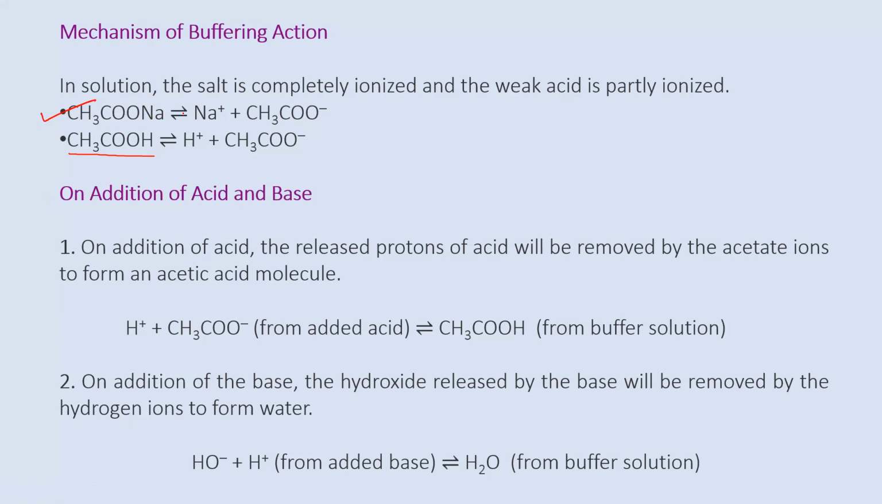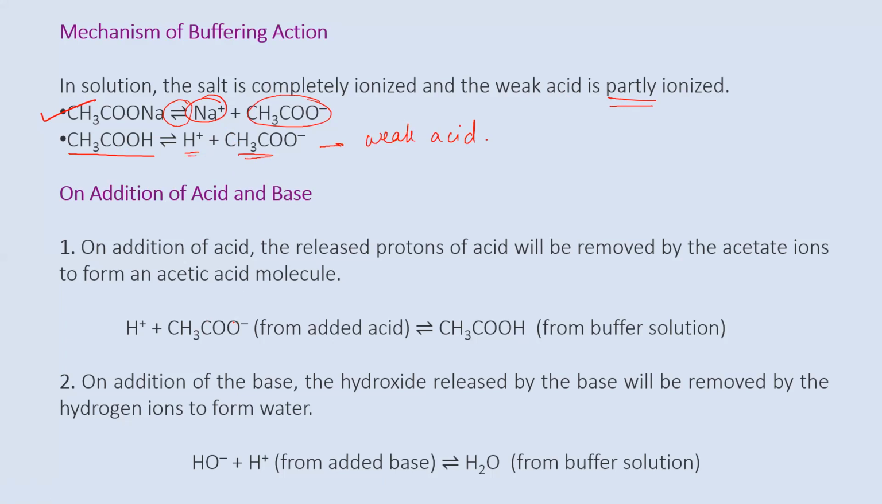When you add sodium acetate, it will completely ionize into sodium plus and acetate. So Na plus and CH3COO minus. Some of them again come together and make sodium acetate. That's why this reversible sign is used here. It's a reversible reaction again. Now, when you add acetic acid, it will also dissociate into H plus and CH3COO minus, but this is partly dissociated. So partial ionization happens in acetic acid. That's why it is also called a weak acid.